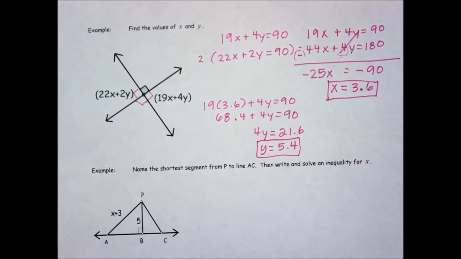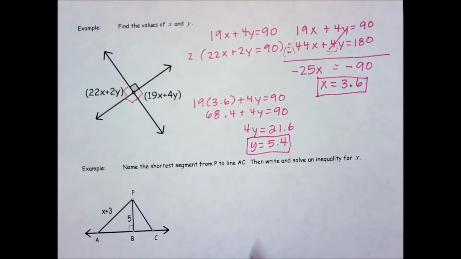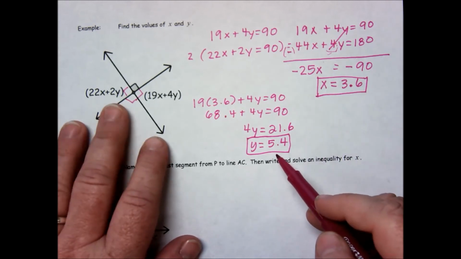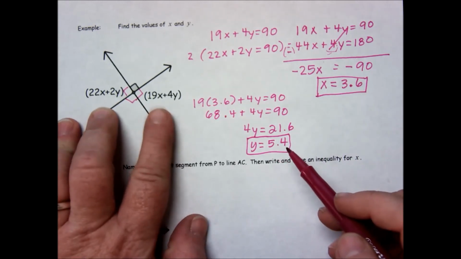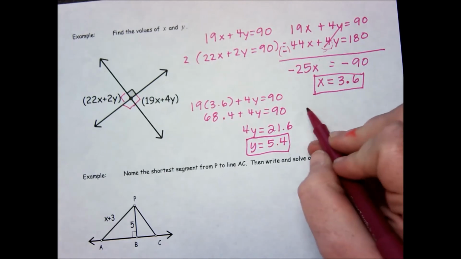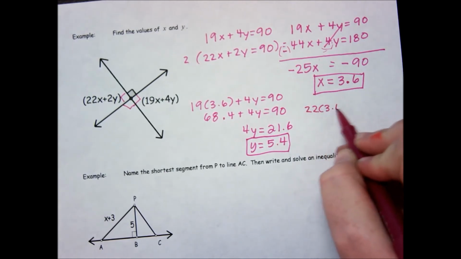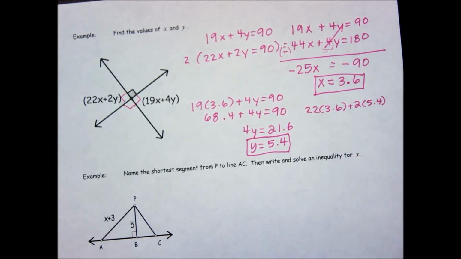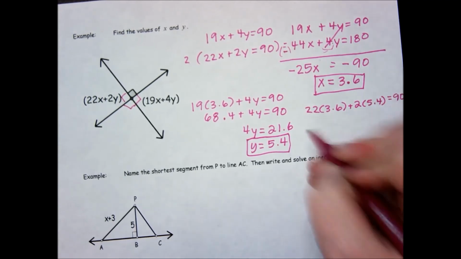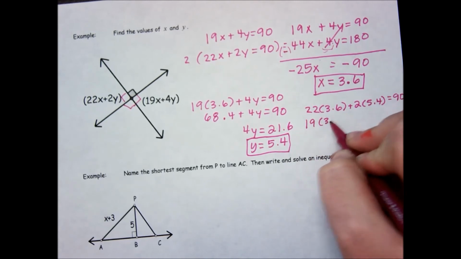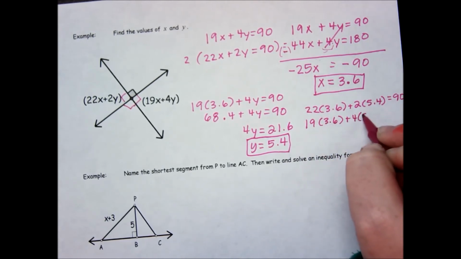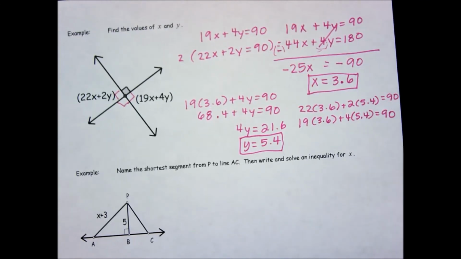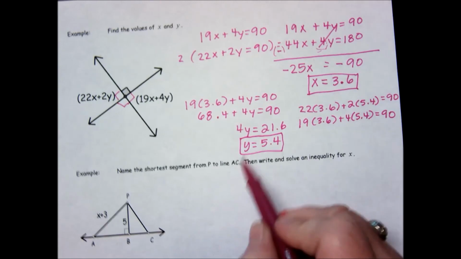And I still want to check to make sure my answers are right because they seem kind of funky. So I know if I plug in 3.6 for x and 5.4 for y, I should have this equation equal 90 and this equation equal 90. So let's see. 22 times 3.6 plus 2 times 5.4. Type that in your calculator and you should get 90. And then 19 times 3.6 plus 4 times 5.4. You type that in, you should get 90 as well. So my x would be 3.6 and my y would be 5.4.